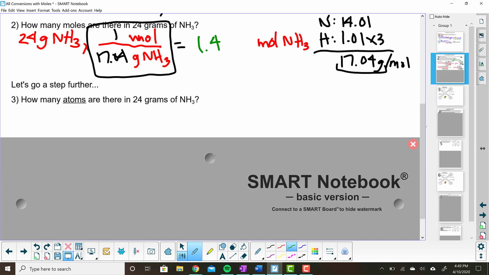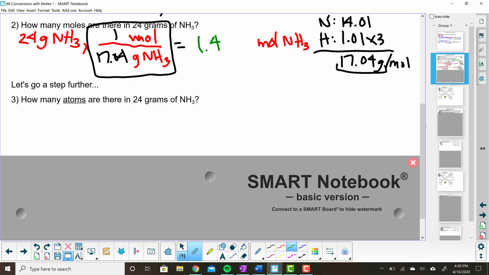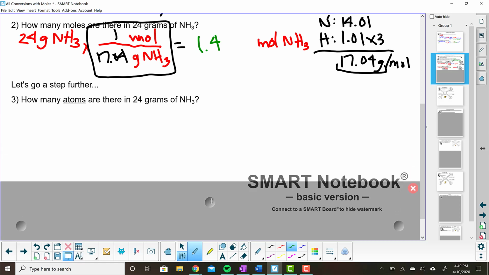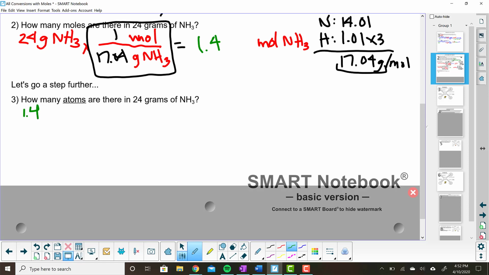Let's go a step further. What if I have 24 grams of NH3, just like I did in the last problem, but now I want to know how many atoms there are? All right, so I've got that 1.4 moles of NH3 that I found in the previous problem. So I have moles on the left, and I know that I want to convert to atoms of NH3.